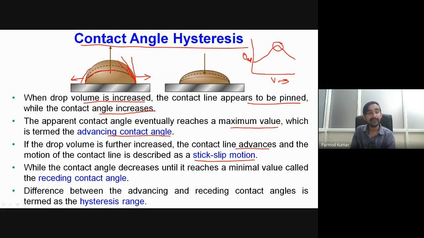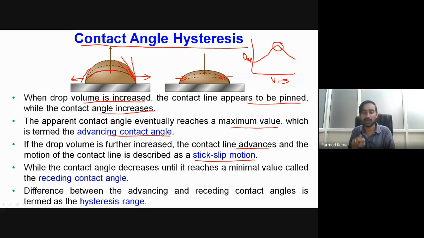Okay. Then if we do the reverse experiment, that is, if we decrease the volume, here you can see that this is the initial volume, then this dashed line is representing the reduced volume, and this dotted line is representing the further reduced volume. In that case, while we are decreasing the volume, there will be a decrease of contact angle, and once we have a minimal value of contact angle, after that the drop will be receding towards the inward direction.